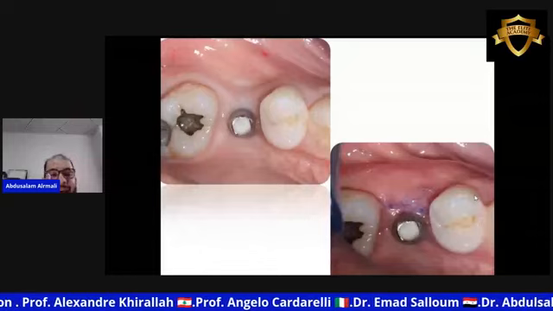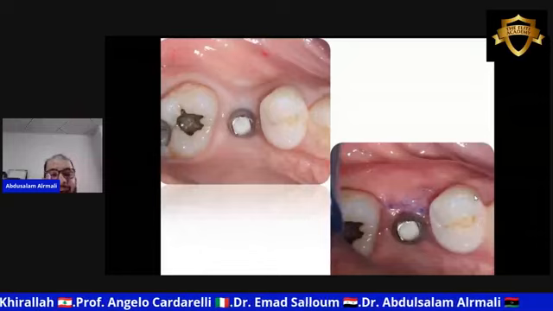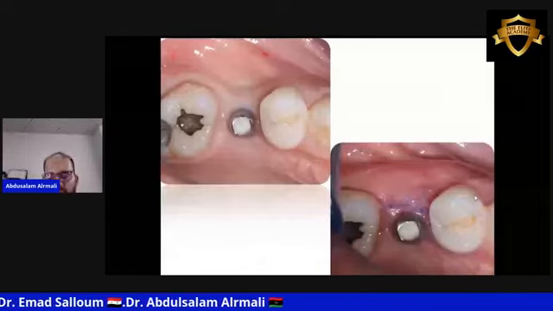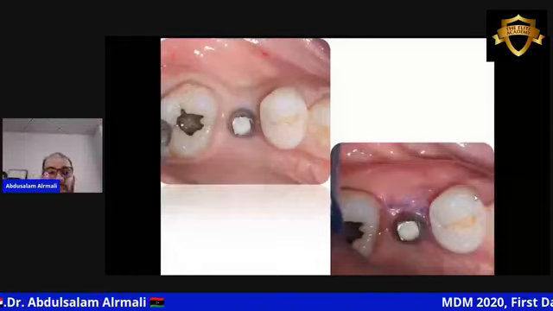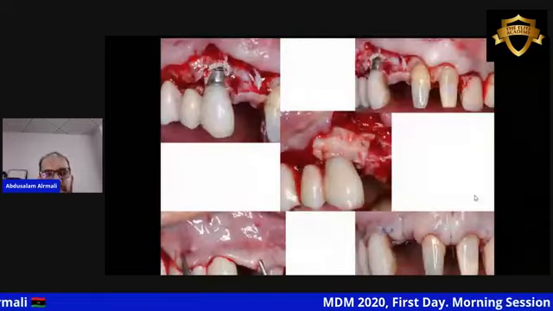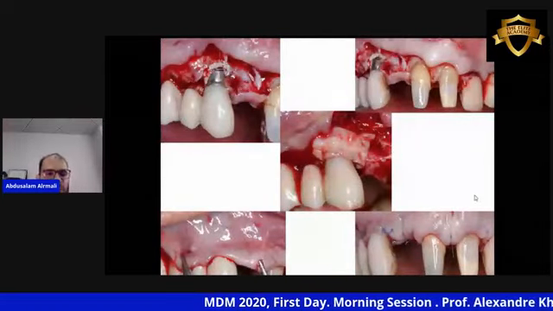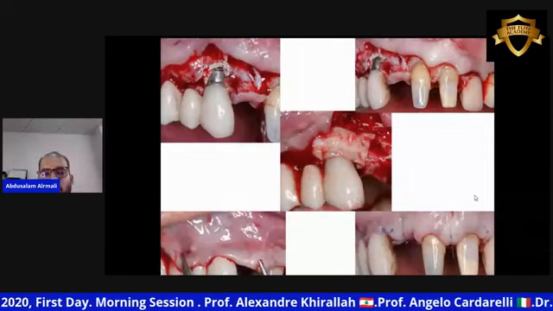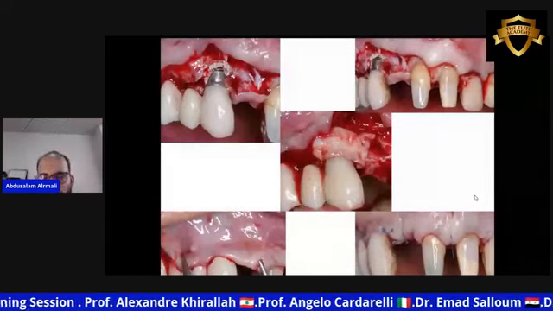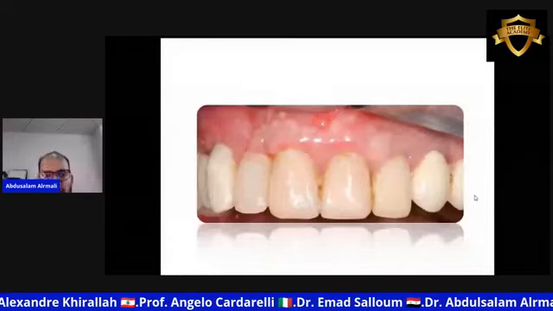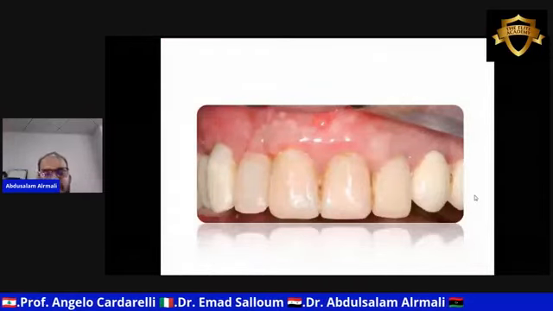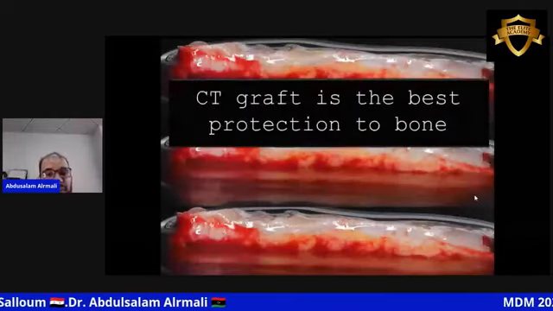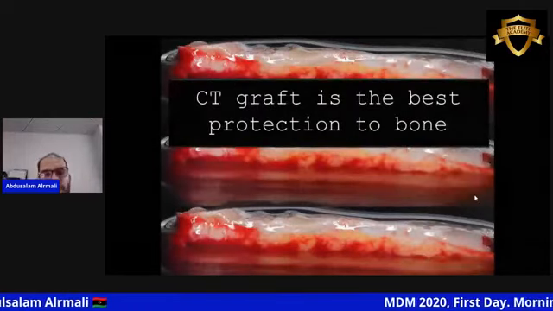In other cases after the prosthetic part, we have to remove the prosthesis to give the chance for the papilla to grow interproximally to be able to do a coronally advanced flap or tunneling technique. This is another case. We didn't remove the prosthesis because of the longer bridge. I'm placing the connective tissue over the bed, decontaminating the implant before placing the graft, and this is the result after 3 months. So we consider that the connective tissue graft is the best protection to the bone.